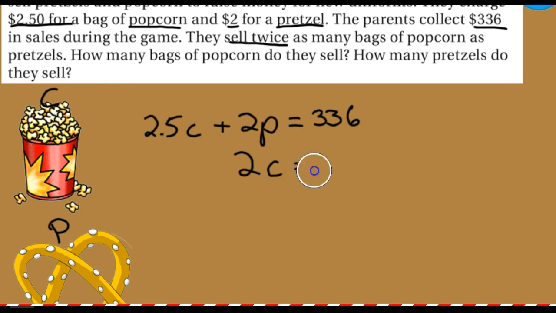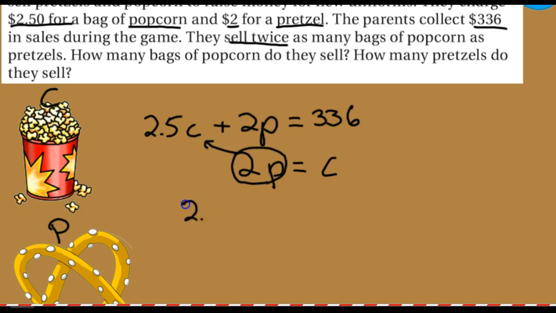Oh, I got that a little mixed up here. They sell 2 times as many popcorns. So popcorn, or sorry, this should be C. 2P, so 2 times the pretzels equals C. So now we know that C equals 2P. So we can take this 2P and plug it in for C.